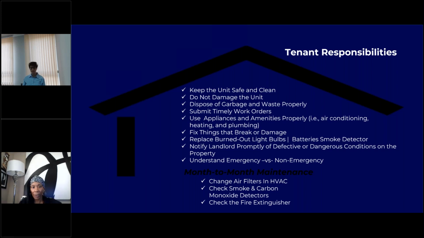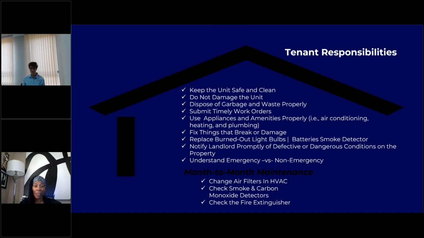Now, it's their responsibility, again, to keep the unit as safe and clean as possible, and not to damage the unit. Sometimes things do happen. We understand that, especially when we have kids. If you ever had kids, they can cause a wreck. But we're not talking about basic wear and tear. We're talking about just blatantly damaging the unit. It's also their responsibility to dispose of the garbage and waste properly, because you'd be surprised how that affects maintenance and the integrity of the units. Cleanliness does, especially when it comes to bed bug infestations.